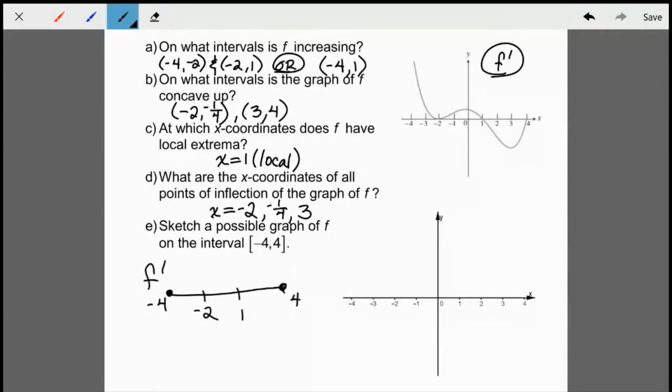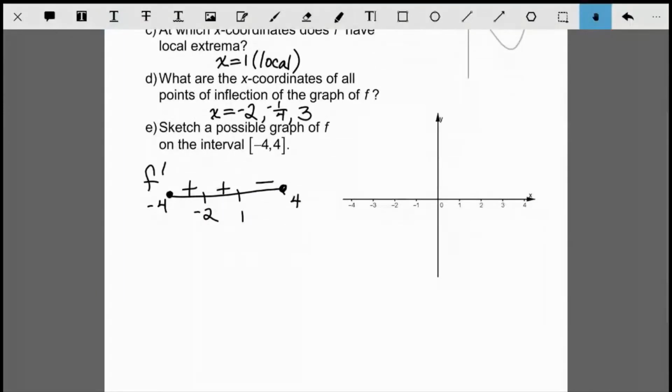So -2 and 1. Now, between -4 and -2, you can see that the derivative was positive. Between -2 and 1, the derivative is also positive again. Notice we don't have a sign change here. Remember, that's indicating a shelf point. And then from 1 to 4, now I can see that the function is actually decreasing. Okay, so that's part of what I need to know.